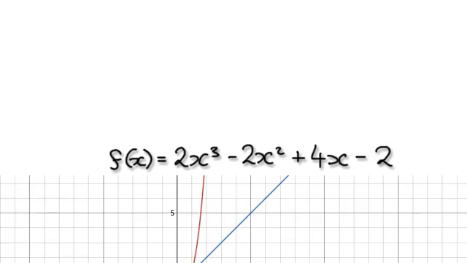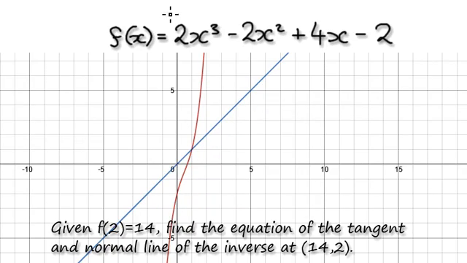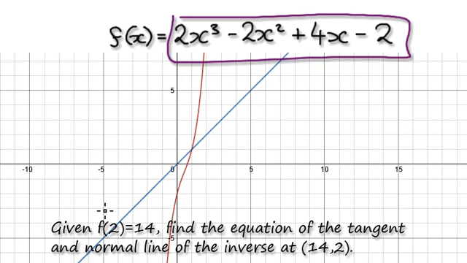Okay, let's give you guys some practice. Given a function f of x equals this thing here, and also given that f of 2 equals 14, find the equation of the tangent line and the normal line of the inverse of this function at 14, 2.